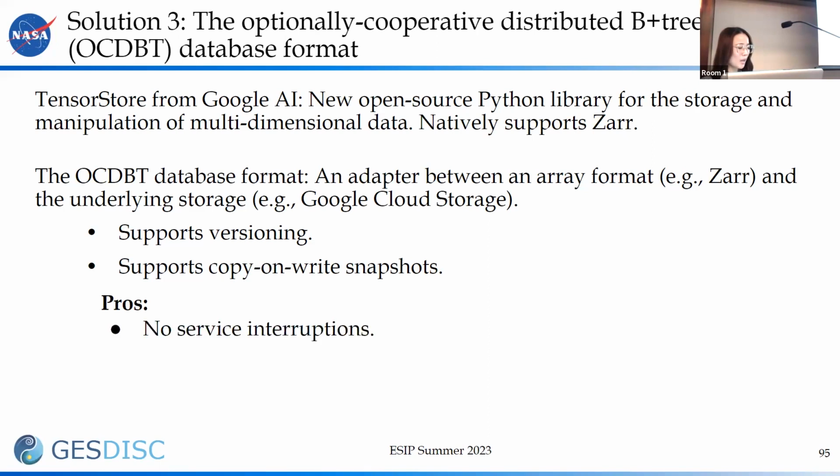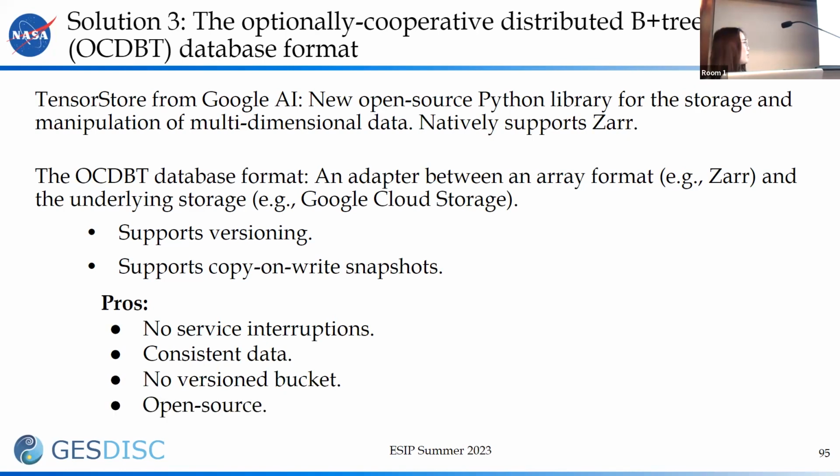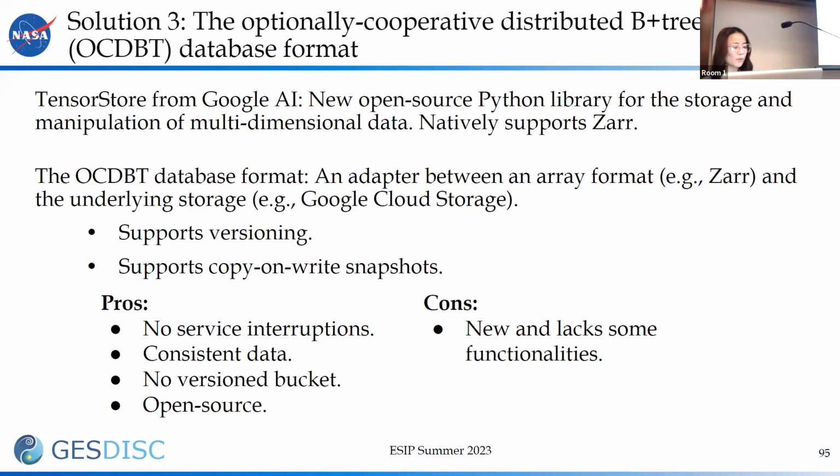Okay, pros and cons. Pros: no service interruption since it uses versioning. Consistent data, we believe, will be guaranteed for the user, and no version buckets needed. Oh, and it's open source, a big plus for us. As for the cons, this is new and probably lacking some functionalities that we would like to see as of now, like some kind of pruning mechanism and S3 support, and not a lot of examples, usages, and use cases out there. So we'll be waiting a little bit before we play with it in detail.